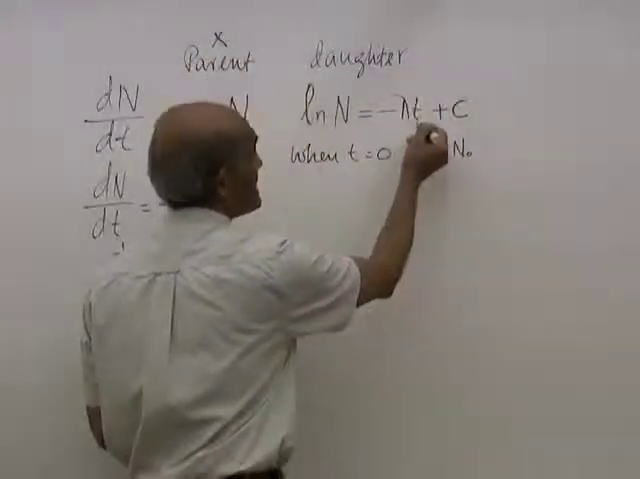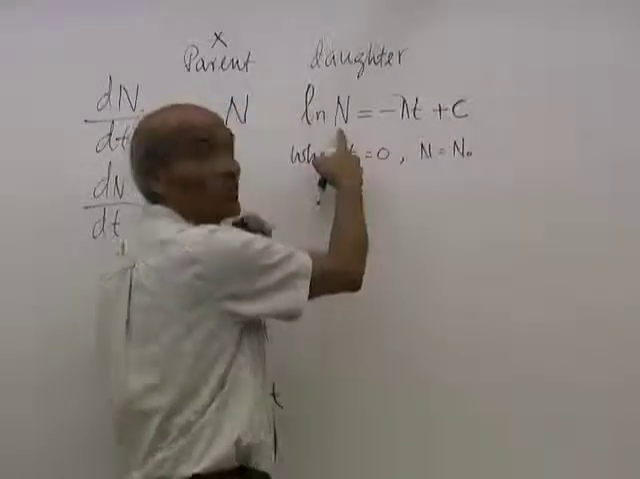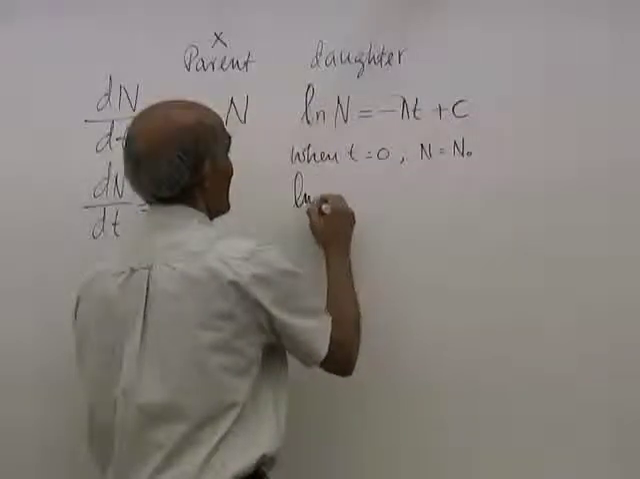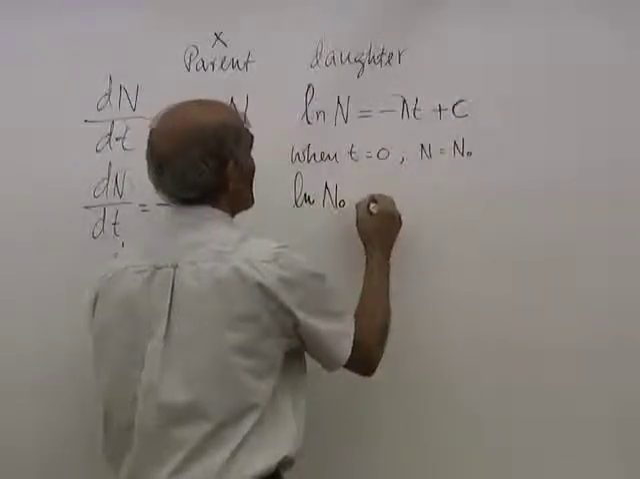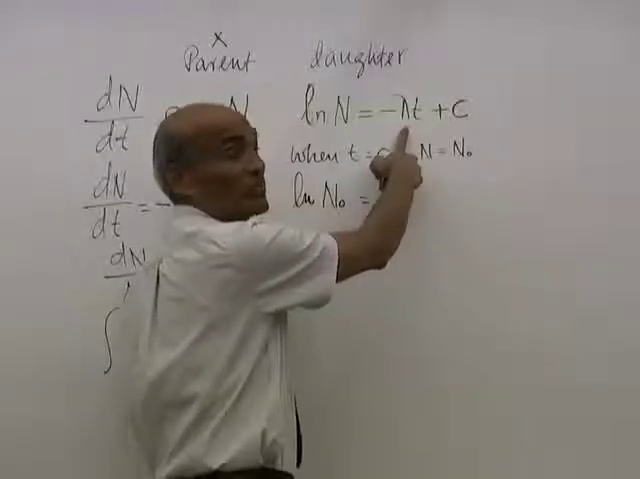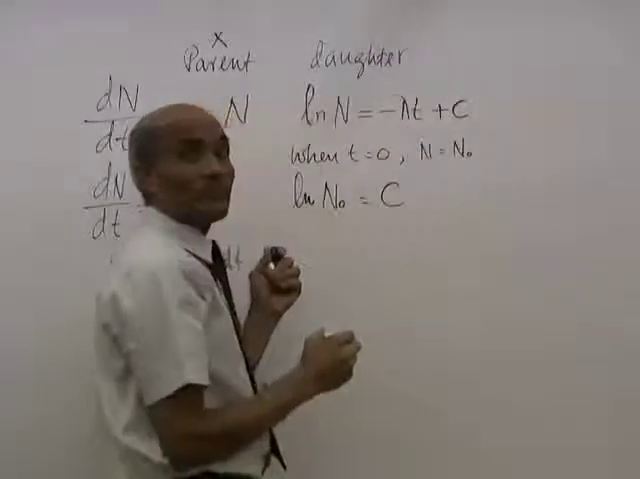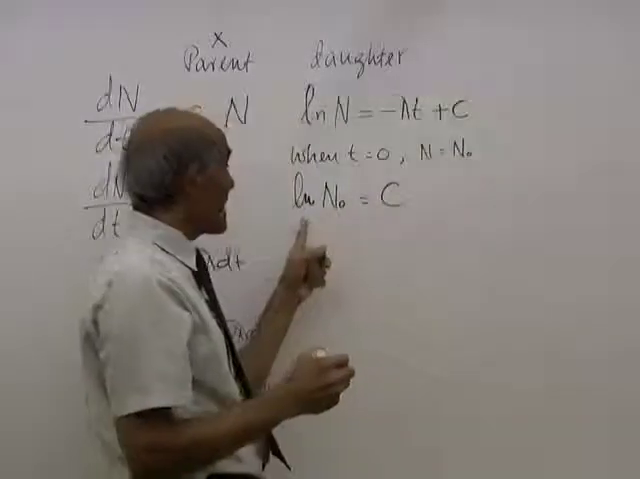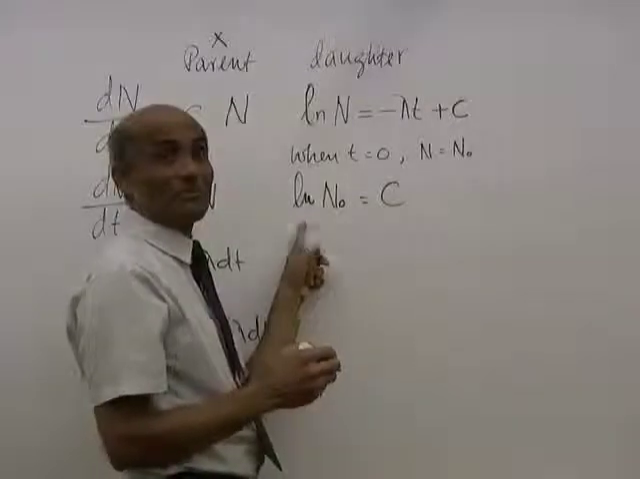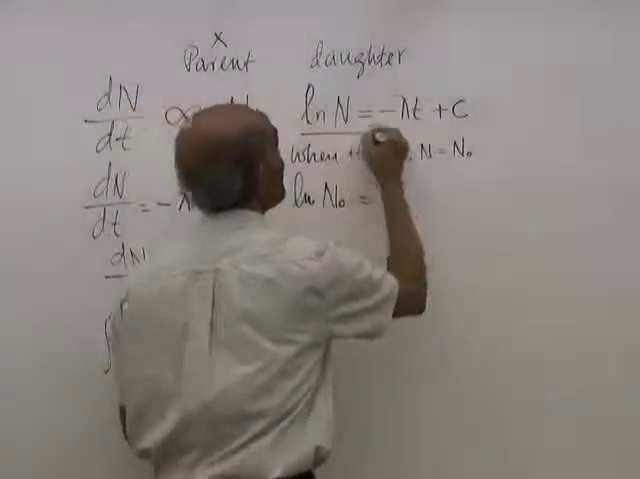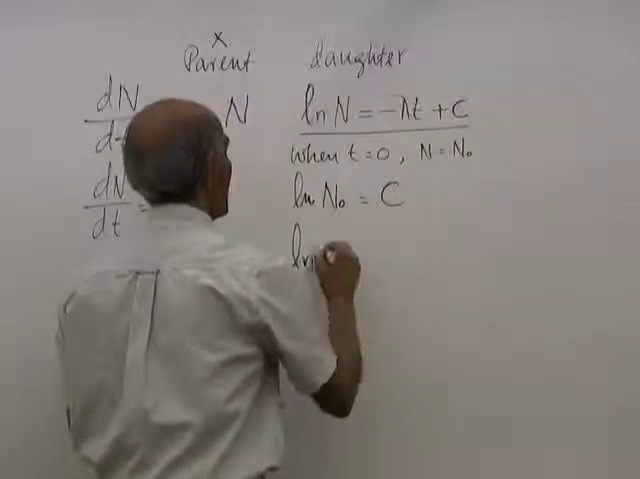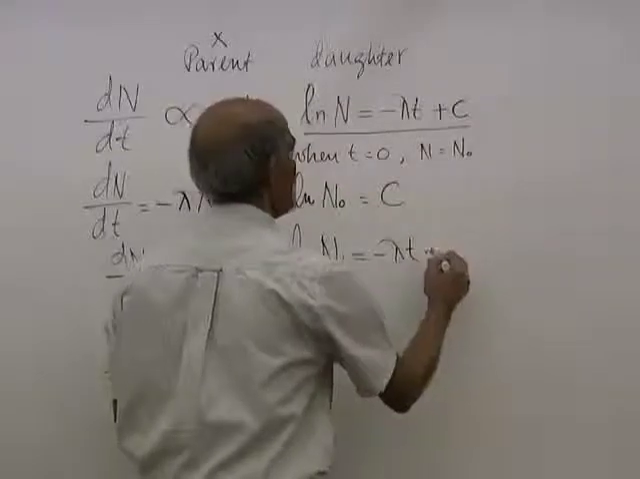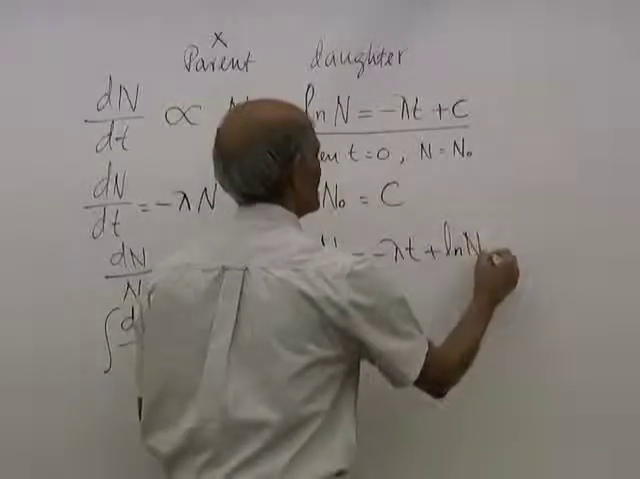So, if you set t equal to 0, this n will become n0. Let's do that in the equation. That will become ln n0 equal to, t becomes 0, this term will go, equal to c. What that means is, I can replace this c on the right side by ln n0. Now I can write this equation as ln n equal to negative lambda t plus ln n0.